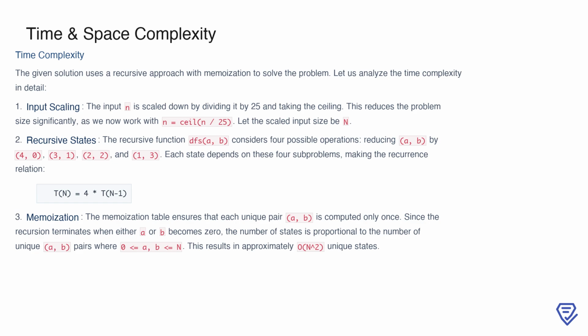Each recursive call depends on these 4 subproblems, giving us a recurrence relation of T(n) = 4 * T(n - 1). However, thanks to memoization, we ensure that each unique pair (a, b) is computed only once. The recursion terminates when either a or b reaches 0, so the total number of unique states is proportional to all possible (a, b) pairs where 0 ≤ a, b ≤ n. This results in approximately n squared unique states, which forms the basis of our time complexity analysis.